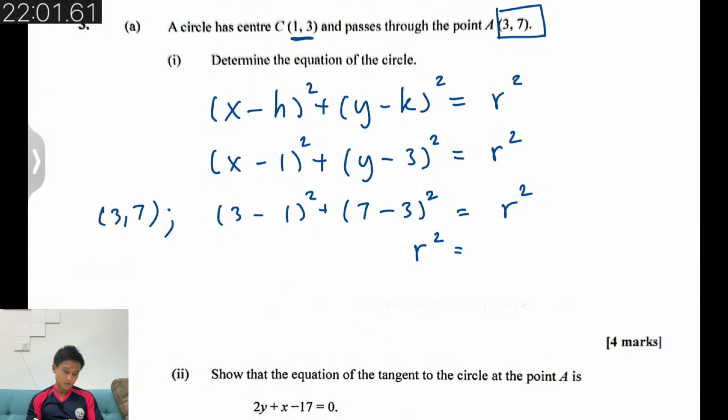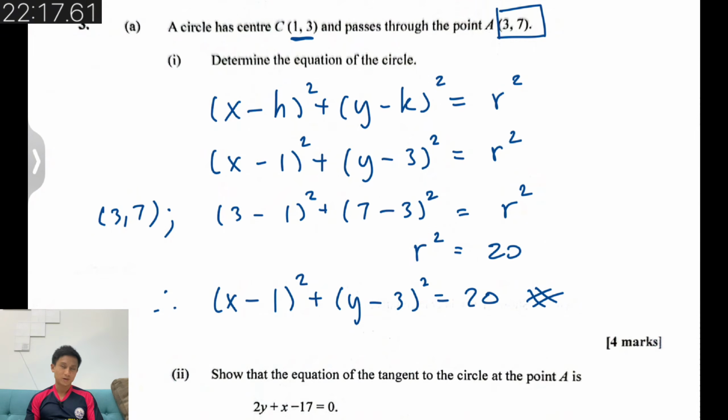So r squared is just what? 2 squared, 4. This is what? 4 squared, 16. So that's 20. That means the circle equation is just (x minus 1) squared plus (y minus 3) squared equals 20. That would be the answer there.